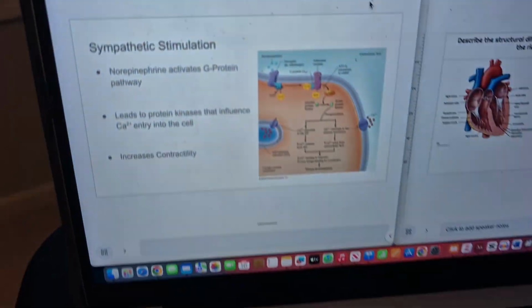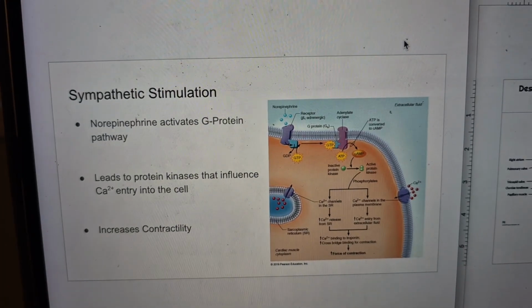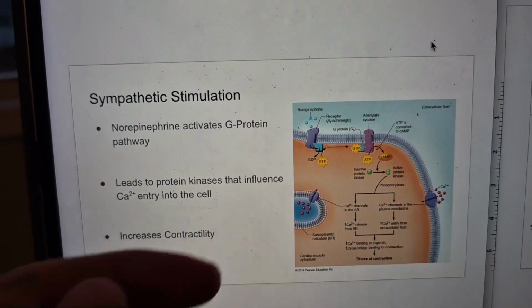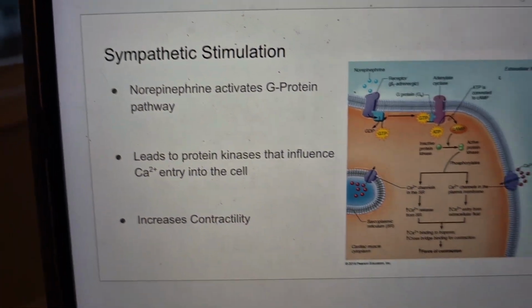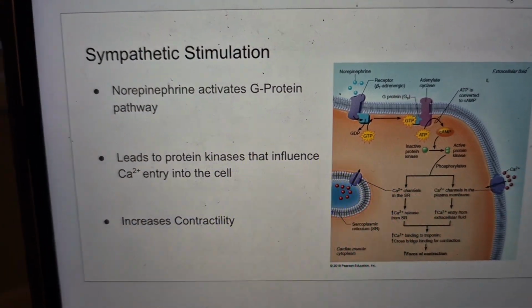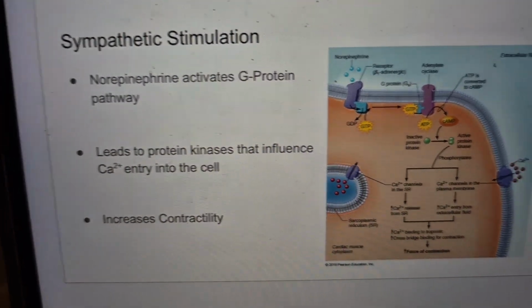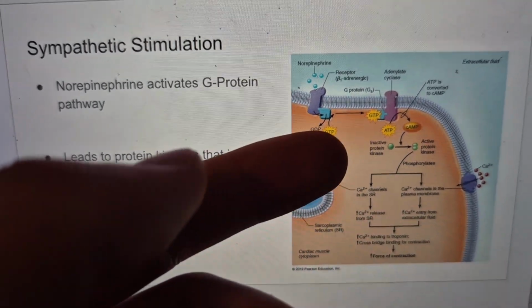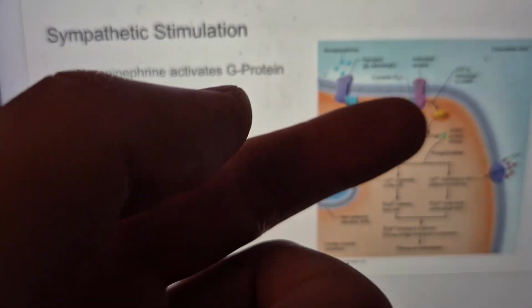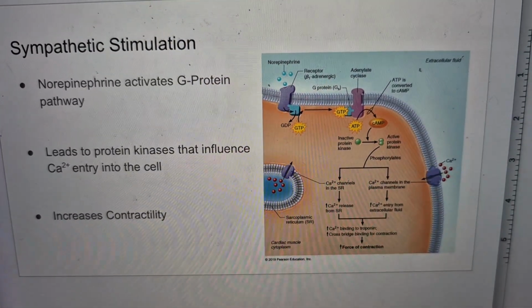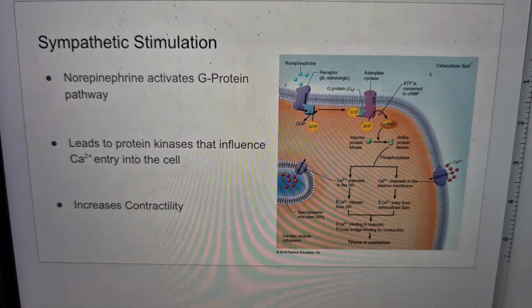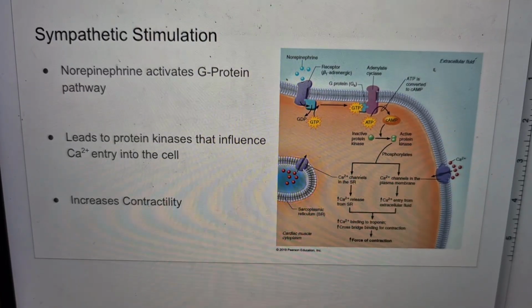Now, how exactly does the calcium lead to increased contractility? Well, here is the physiology behind it all. We have our norepinephrine, which activates a beta-1 adrenergic receptor on a myocyte, and then that activation causes a whole pathway to occur. It causes the activation of the G protein, which activates adenylate cyclase. ATP converts into cAMP. So you can see that right there. ATP converts into cAMP, and then that cAMP activates a protein kinase.